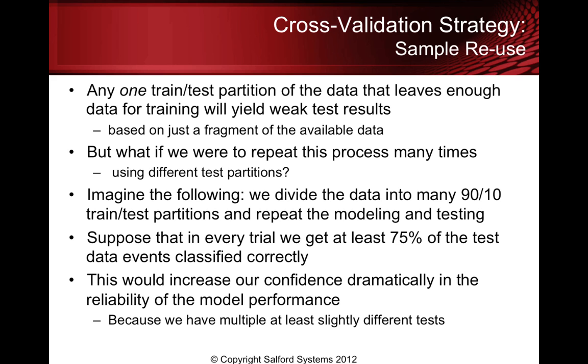The strategy of cross-validation is sample reuse. Any one train test partition of the data that leaves enough data for training will yield weak test results because it's based on just a fragment of the available data. But what if we were to repeat this process many times using different test partitions? Imagine the following. We divide the data into many 90-10 train test partitions and repeat the modeling and testing. Suppose that in every trial we get at least 75% of the test data events classified correctly. This would increase our confidence dramatically in the reliability of the model performance because we have multiple tests which are at least slightly different.